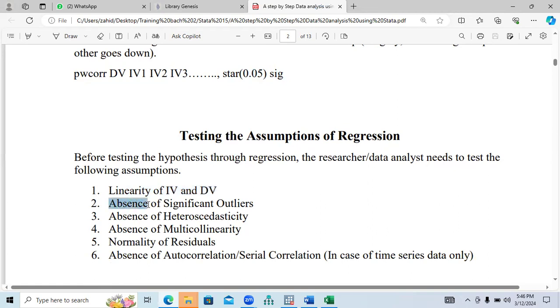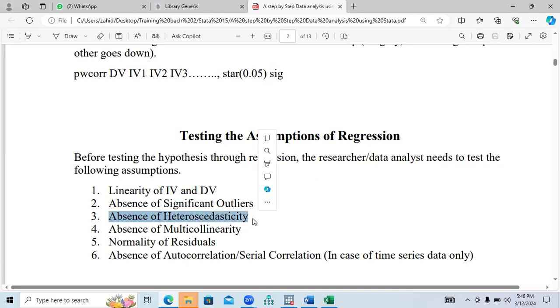The second is absence of significant outliers. That is the second assumption, where we need to check for the presence of any possible outlier in our data. Then the third assumption is absence of heteroscedasticity in our data.